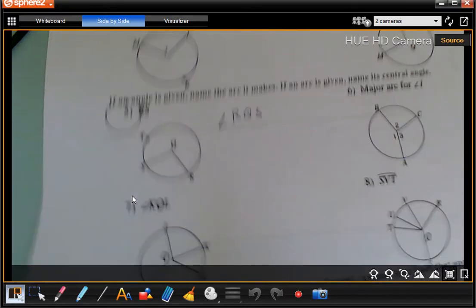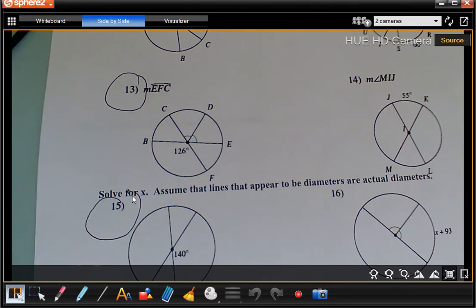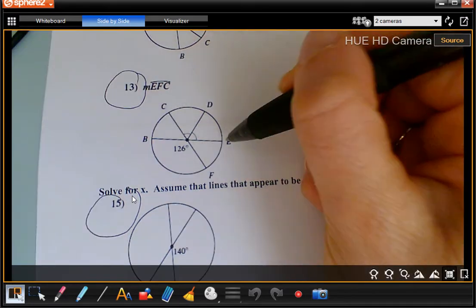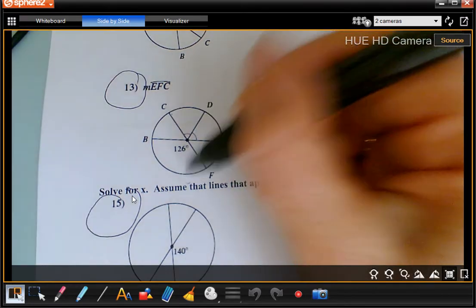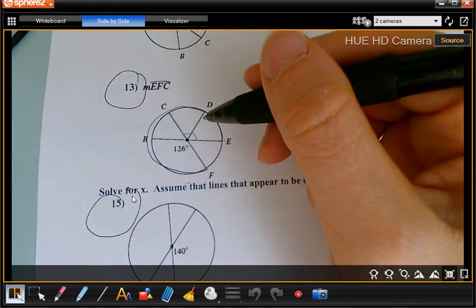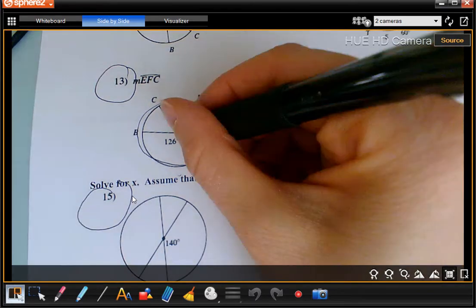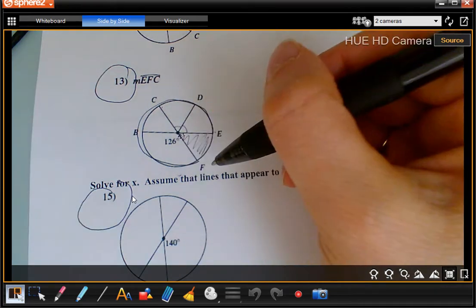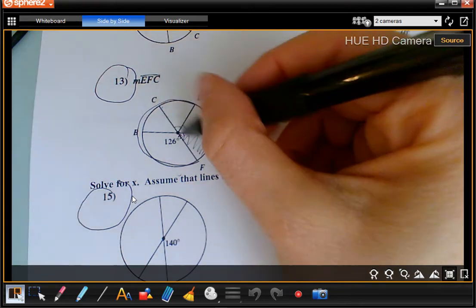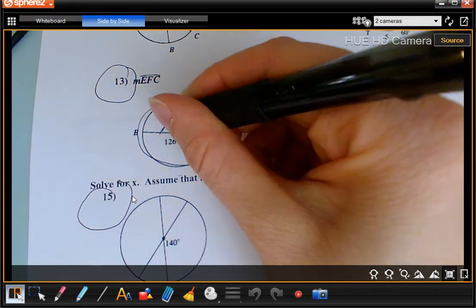Okay, let's go ahead and look at number 13. So number 13 is the same. We want to find the measure of arc ECF. So ECF. Well, we know an angle is 360 degrees, so we could just do 360 minus this angle right here, but we've got to figure out what that angle is. If we look right here, these are central angles, so if we find out this one, we find this one as well.